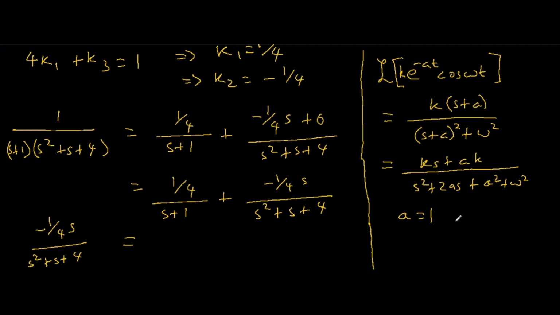Okay, so if a is equal to 1, then this whole expression becomes ks plus k all over s squared plus 2. Oh no, sorry, my a cannot be equal to 1. A has to be half. Okay, if a is equal to 1/2, then 2a will be equal to 1. So if my a is equal to 1/2, then that'll be ks plus k over 2. That's ks plus ak.